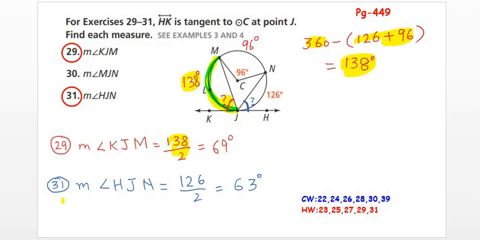Then in question number 31, they want me to find this angle. This is the easiest one because we already have the value of the arc, and this one is the tangent. So the angle that will be here will be half of this intercepted arc. So it's going to be 63 degrees.